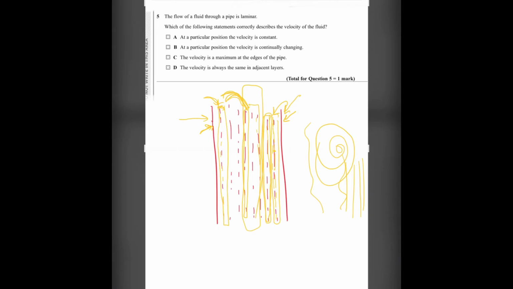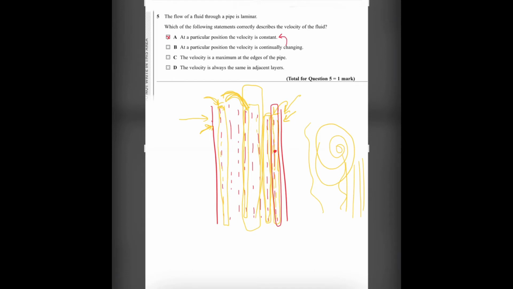Part A, at a particular position the velocity is constant. Yes, this is true because at a particular position it will always be in one layer of the flow, and in this particular layer the velocity will always be constant. So the answer is A. Part B says that at a particular position the velocity is continually changing. This is just opposing answer A.